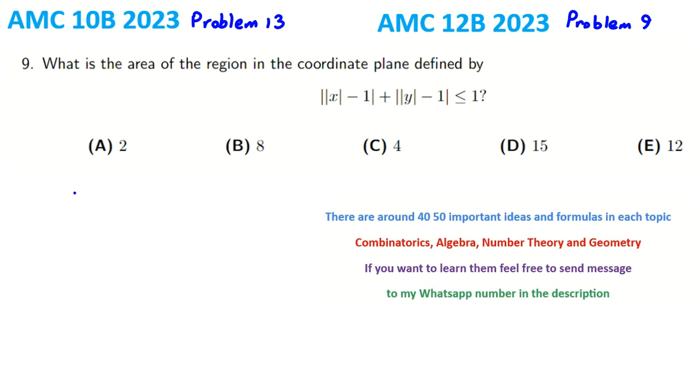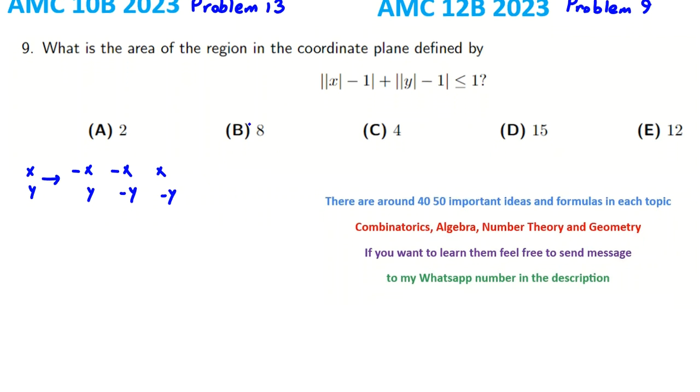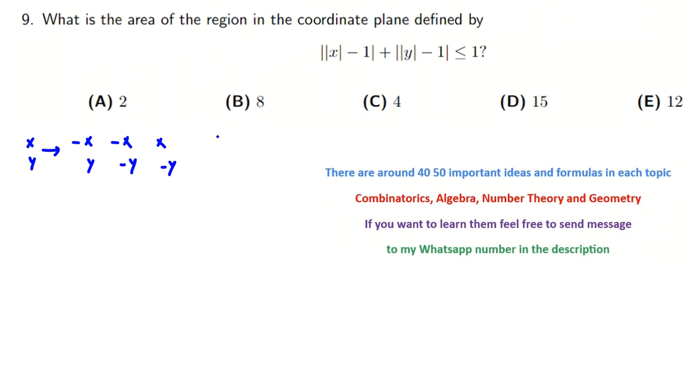Okay, if we change, for example, x, y to minus x, y, or minus x, minus y, or x and negative y in all quadrants, we will reach the same result. So we can only consider this in the first quadrant and then at the end multiply by 4, because we will have a similar figure in the other quadrants. So we can consider x and y are at least 0.